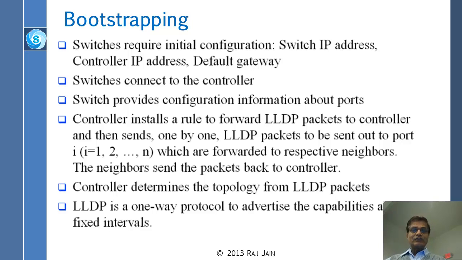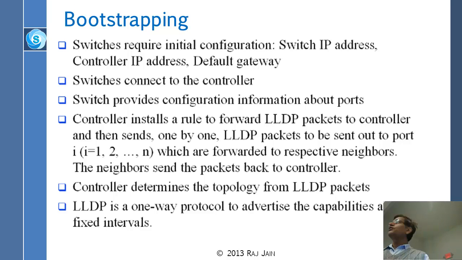Then the switch provides the configuration information. It tells the controller that I have 5 ports and so on, and then the controller installs a rule to forward LLDP responses. Now what is LLDP? Link layer discovery protocol. Basically, by sending this, you can ask your neighbor what its speed is, whether it supports link aggregation, whether it supports Q-in-Q, and anything else you wanted to know. So that is the link layer discovery protocol.